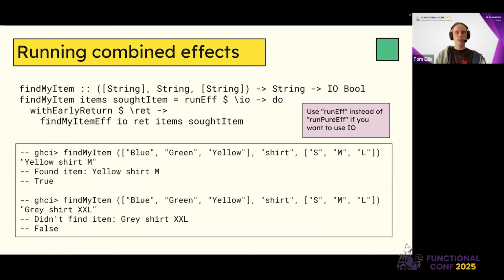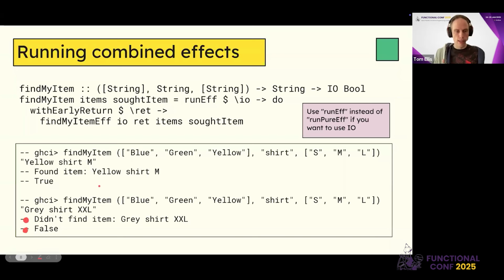What happens if the item does not appear amongst the combinations? Well, here we're looking for something called gray shirt extra, extra large. Now this won't appear amongst the combinations because there isn't a gray color at all, and there isn't an extra, extra large size. So we will iterate through all possible combinations of these colors and sizes, getting blue shirt small and so on and so forth up to yellow shirt large, but it will never see a gray shirt extra, extra large. So what it's going to tell us now is, didn't find an item, and it's going to return the value false.